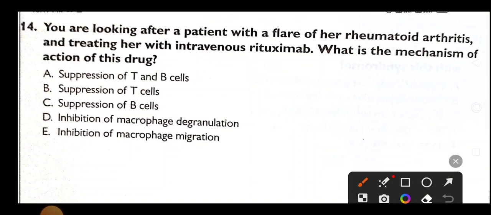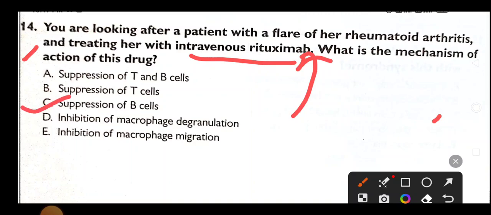You are looking after a patient with a flare of her rheumatoid arthritis and treating her with intravenous rituximab. What is the mechanism of action of this drug? Suppression of T and B cells, suppression of T cells, suppression of B cells, inhibition of macrophage degranulation, inhibition of macrophage migration. Guys, I will help you remember with a mnemonic: rituximab has a B in it. So it suppresses what? B cells. Suppression of B cells is the answer.